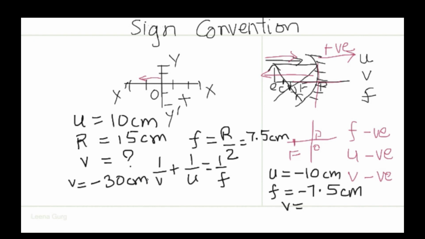Now, what does this mean? What does the negative sign mean? The negative sign means the image is formed on this side, on the same side as the object. So, which means you will have an inverted image. If an image is formed on the same side as the object, the image will be an inverted image.